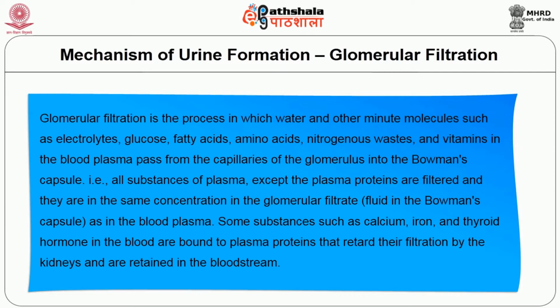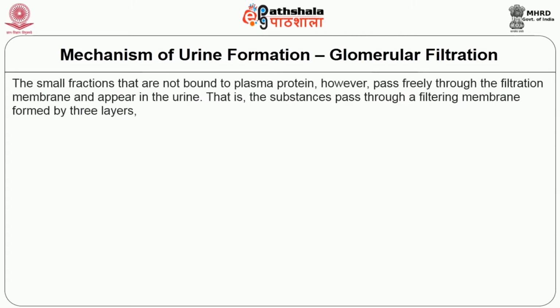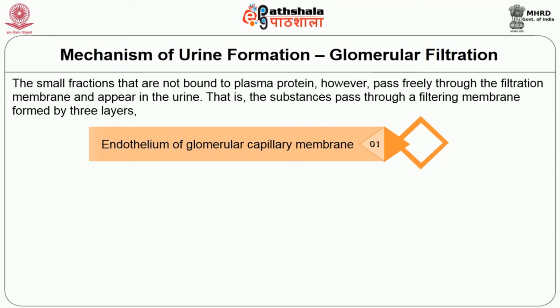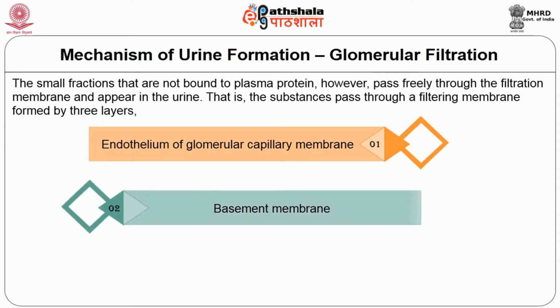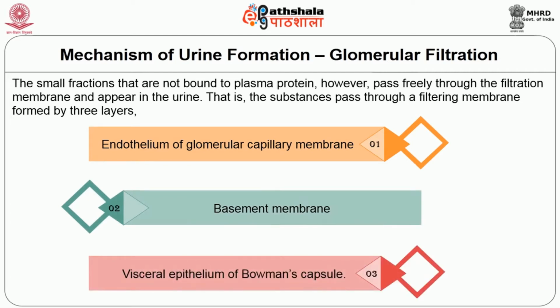Some substances such as calcium, iron and thyroid hormone in the blood are bound to plasma proteins that retard their filtration by the kidneys and are retained in the bloodstream. The small fractions that are not bound to plasma protein, however, pass freely and appear in the urine. That is, the substances pass through a filtering membrane formed by three layers, namely the endothelium of glomerular capillary membrane, the basement membrane and the visceral epithelium of the Bowman's capsule.